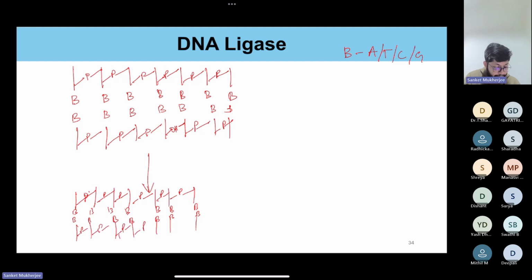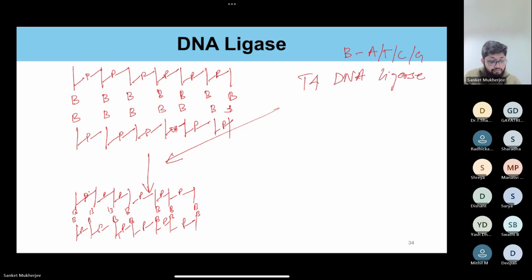So it is essentially repaired now. And this is done using the most important ligase which is used in cloning experiments, specifically T4 DNA ligase. It is isolated from T4 bacteriophage. It requires ATP. So the T4 DNA ligase buffer contains ATP.